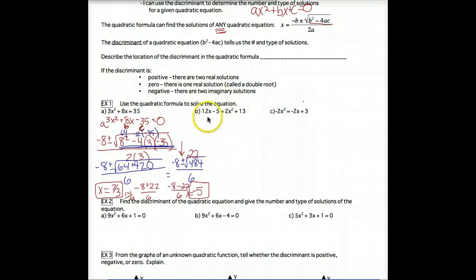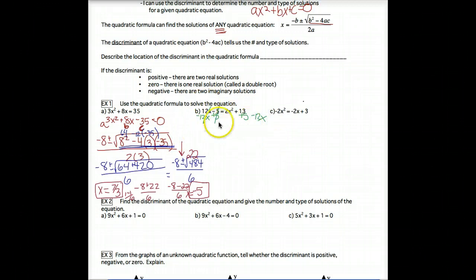All right, let's try one more. Again, I need to get it all equal to 0 before I can start plugging things in. So I need to move together my like terms. So I'm going to add 5 to combine over here. I need to get rid of this 12x also by subtracting.